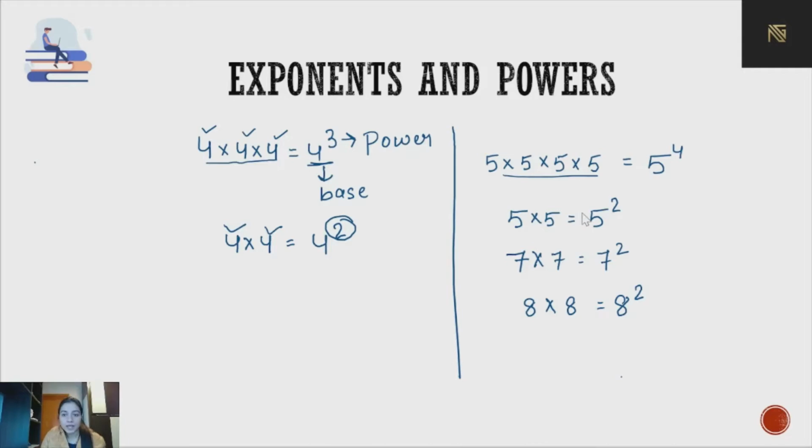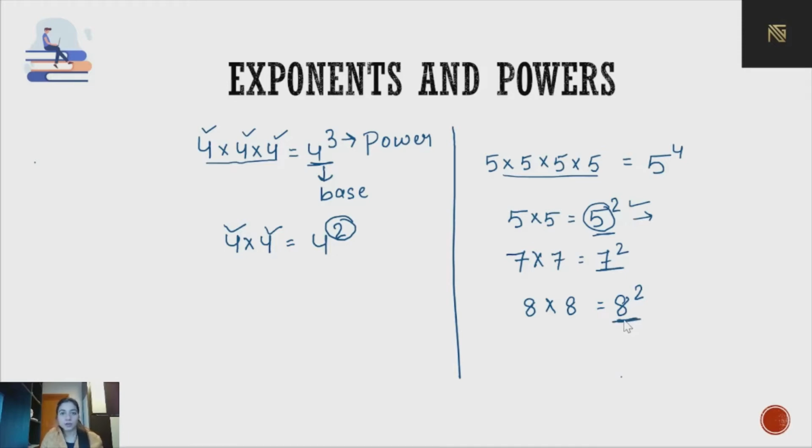Now, when any number has power 2, it has a specific name called square. So, either I can call it 5 to the power 2 or 5 square. Both are the same thing, just two different names. Here 7 to the power 2 or 7 square. In the same way 8 to the power 2 or 8 square.